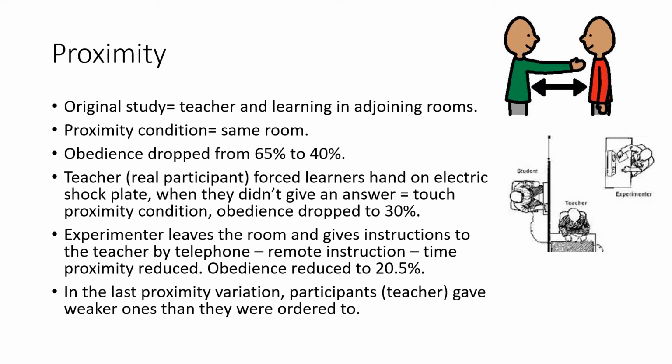So this is known as a remote instruction, and when this happens, the time proximity is reduced and obedience further reduces to 20.5%. And in the last proximity variation, participants, so that's the teachers, they give weaker ones than they are ordered to on the phone. So when they say give the volt of 300 volts, that shock to the learner, they potentially would have given a lower one, let's say of like 15, so like the minimal. So therefore the obedience just reduced dramatically, and in that case it was the 20.5%.